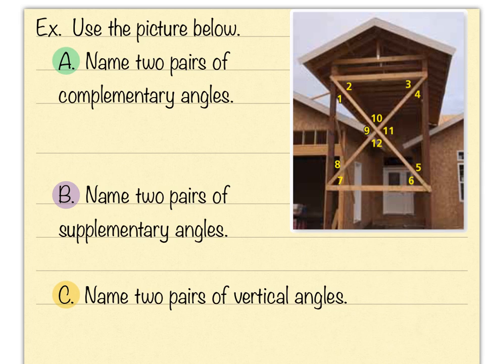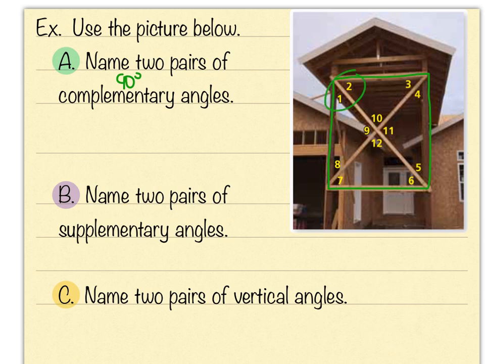And so we have a picture here, and it wants us to name two pairs of complementary angles, supplementary angles, and then vertical angles. So we'll start with the complementary angles. I'm looking for two pairs that would form 90-degree angles. And so I see a lot of different pairs because this is a rectangle. And because it's a rectangle, it's got 90-degree corners.